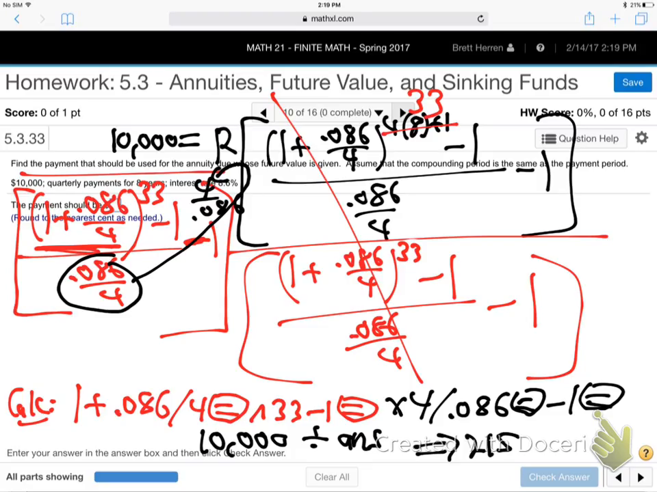To the nearest cent, 215.81. Those are the payments that need to be made into that account every, whatever it is, every quarter to make $10,000 at the end of, whatever it was, 8 years. Is this okay? Getting 215.81?